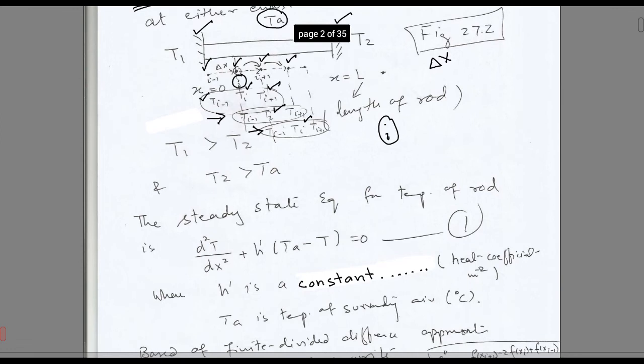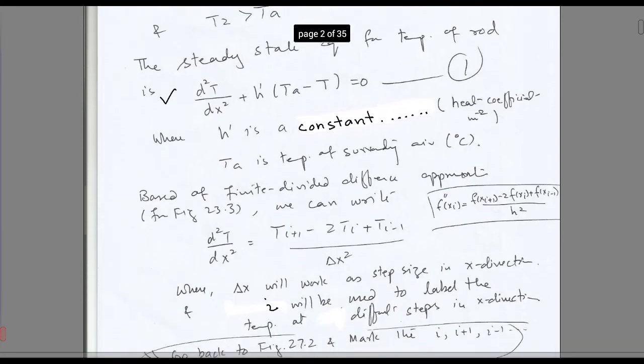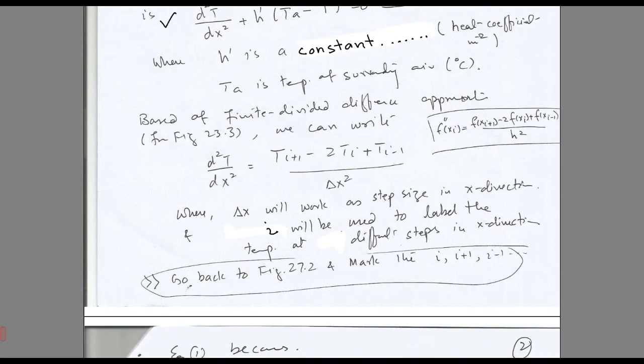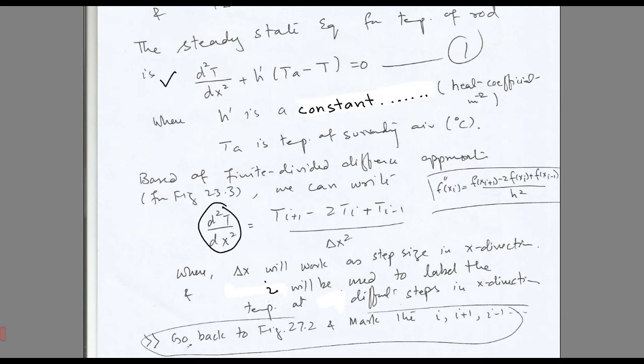So, an example is the steady state equation for temperature of the rod: we have the second derivative of temperature equals h bar times Ta minus T. h bar is a constant, Ta is the temperature of the surrounding air. Based on the finite divided difference approach, the second order derivative can be represented by the centered divided difference formula: Ti plus 1 minus 2 Ti plus Ti minus 1, divided by delta x squared.